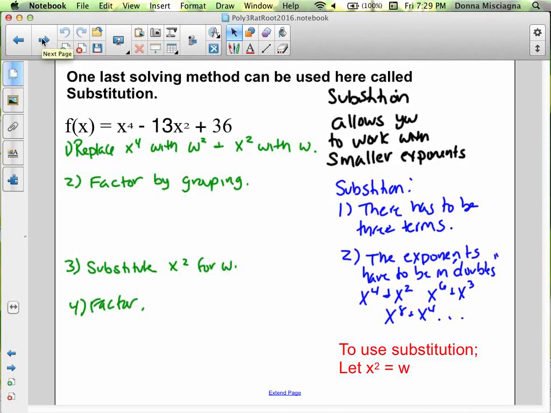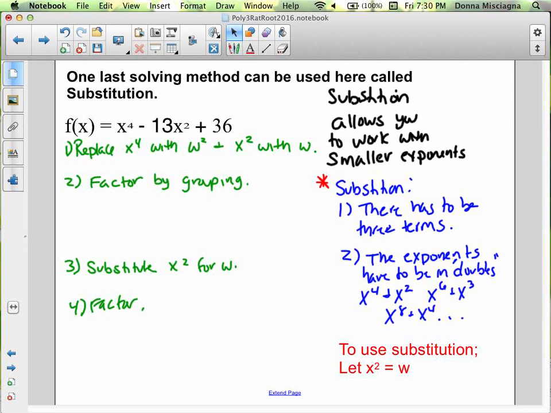You can use substitution if there is 3 terms. So this, I believe, is already in your notes as well as up here. You can use substitution when there are 3 terms and the exponents are in doubles, like x to the 4th and x squared, or x to the 6th and x cubed, x to the 8th and x fourth, and so forth. To use the substitution, we're going to let x squared equal w.